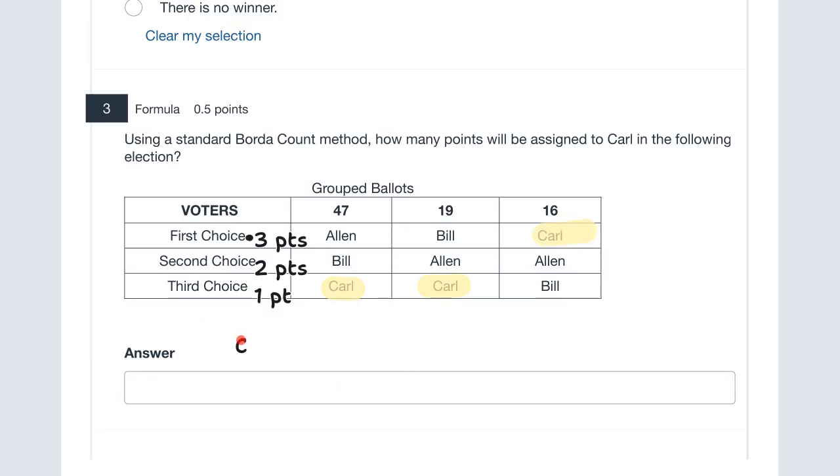So Carl's points is going to be 1 times that 47 plus 1 times 19. A lot of people didn't like Carl, did they? Plus 3 times the 16. So 47 plus 19 plus 3 times 16 is 114 points. So in our box, we put just the 114.